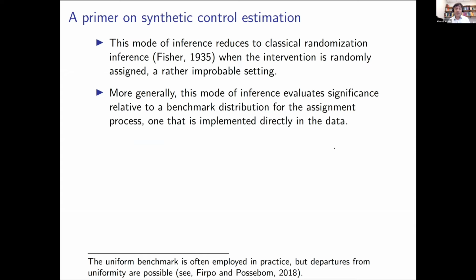But more generally, we can think about this mode of inference as evaluating significance relative to a benchmark distribution for the assignment mechanism, one that we can implement directly in the data. And in what I have shown before, this benchmark distribution is uniform, but it doesn't need to be uniform. You can use departures from uniformity, and Sergio Firpo and Possebon have a paper about this in the Journal of Causal Inference.